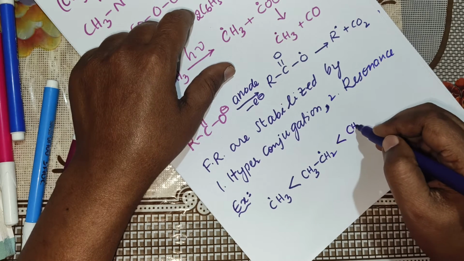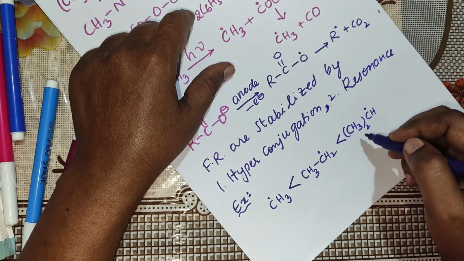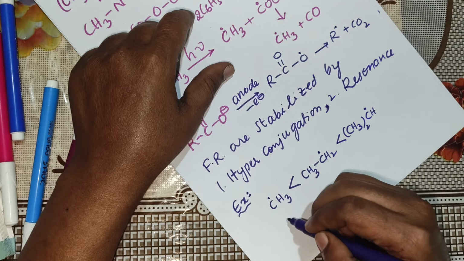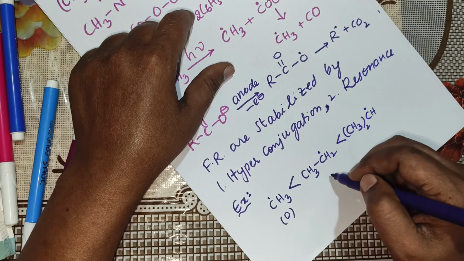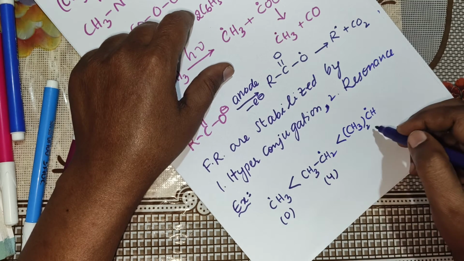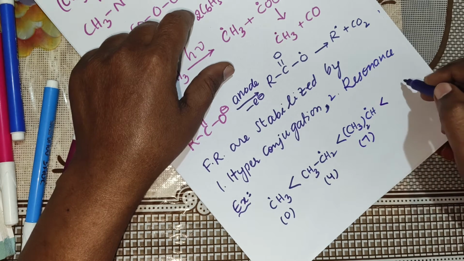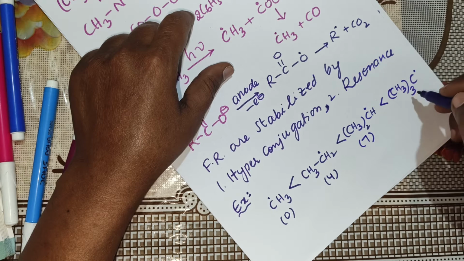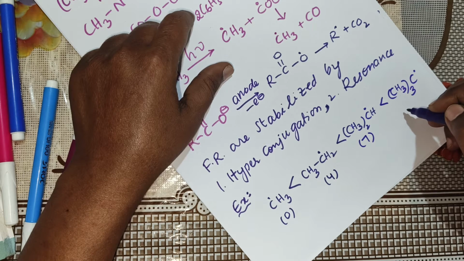And the next one, (CH3)2CH, you can see here. It is also a free radical. Here 0 hyperconjugated structures, here 4 hyperconjugated structures. Here total 7 hyperconjugated structures you can observe. Now when you take (CH3)3C, you can go through my hyperconjugation structure video. I have explained what hyperconjugation actually is in previous videos. Now here how many total hyperconjugated structures? 10.